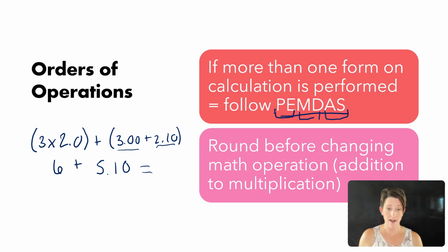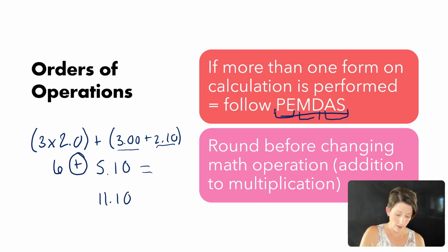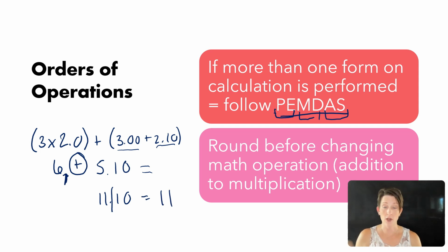So 6 plus 5.10 is going to give us 11.10, but because we're doing addition at this point, we can only go to the fewest decimal places, which is none. Therefore, the ones place is occupied, and we'll get our number. So you need to follow the PEMDAS if you have multiple different mathematical operations occurring in one problem.